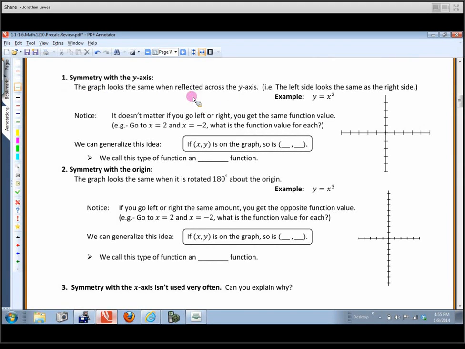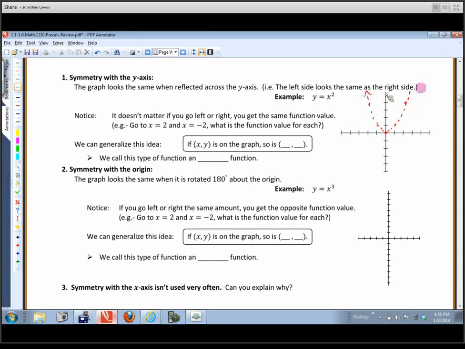Symmetry with the y-axis means the graph looks the same when it's reflected across the y-axis, so the left side looks exactly the same as the right side. A great example of this is the standard old parabola, y equals x squared. It goes through (0, 0), then (1, 1), then (-1, 1), then (2, 4), and then (-2, 4). So it looks something like this, and you can see that it's symmetric.